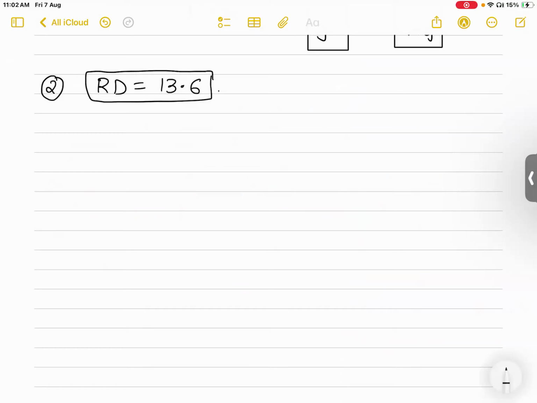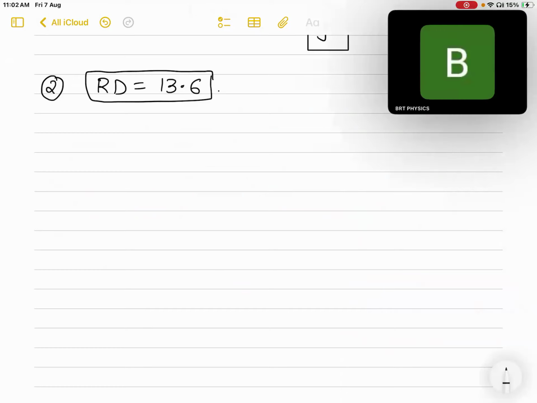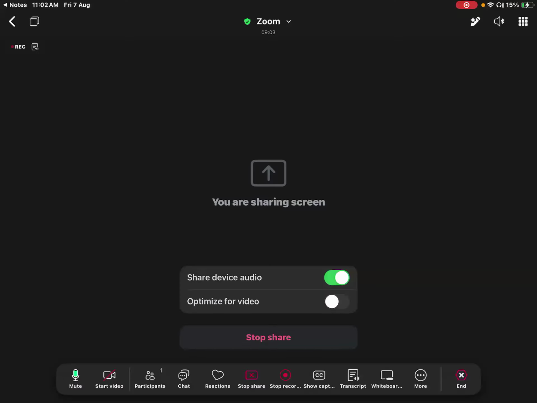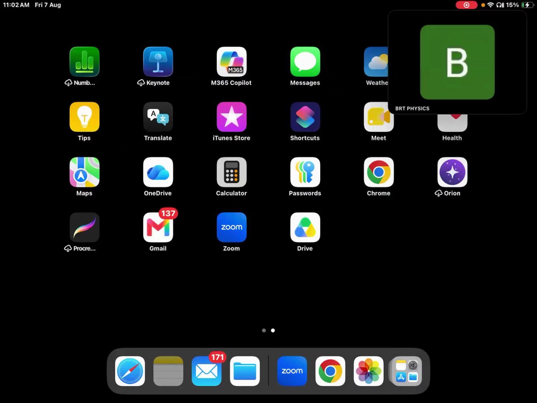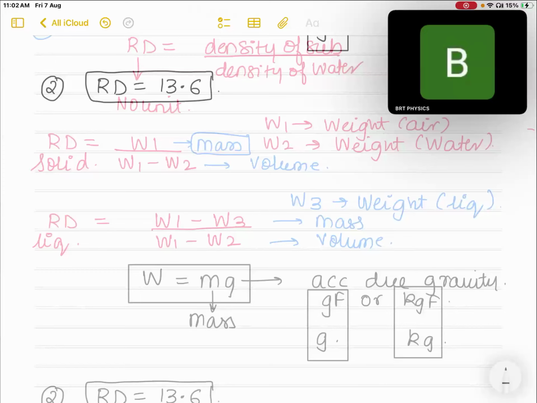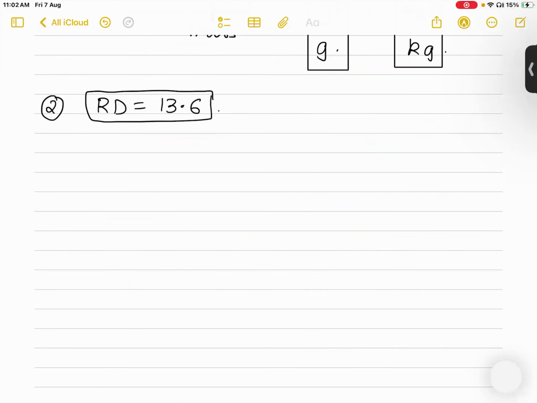Then, guys, just a minute, I'll check whether the recording is going on or not, because this is the second time I'm recording. Okay, sure. So it's recorded and RD is 13.6.